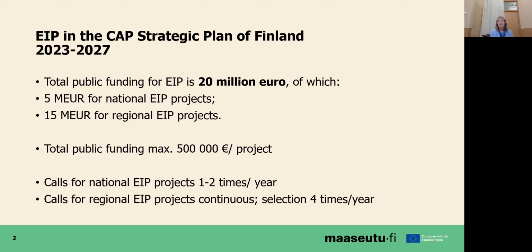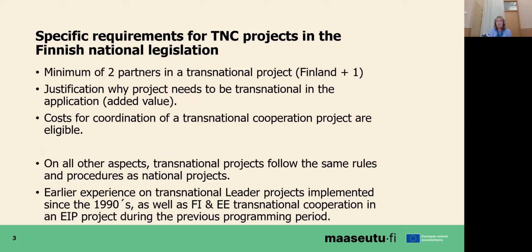We have defined a maximum total public funding to be 500,000 per EIP project, but no minimum limit has been set up, so it can be anything. Normally, we have 1 or 2 times per year a call for national EIP projects, and calls for the regional EIP projects are continuous, but the selection is done 4 times per year. So you can apply any time, and then every 3 months they make a decision of the applications that have come so far. Okay, then the next, please.